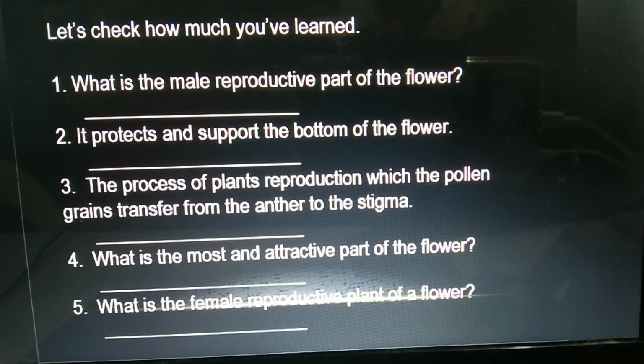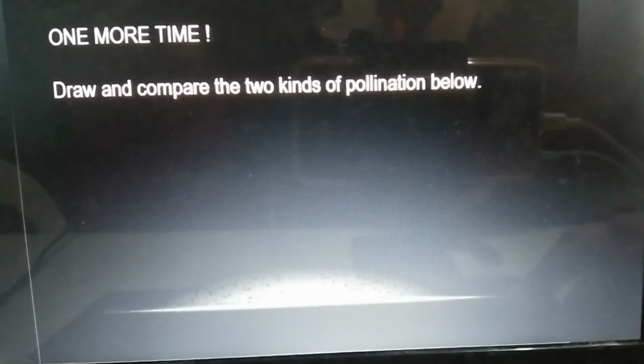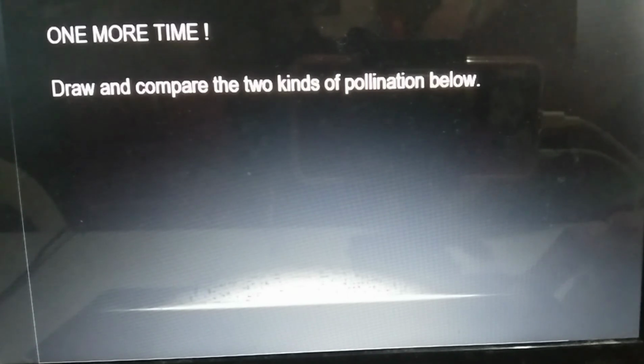First question, what is the male reproductive part of the flower? Number 2, it protects and supports the bottom of the flower. Number 3, the process of plant reproduction in which the pollen grains transfer from the anther to the stigma. Number 4, what is the most attractive part of the flower? And number 5, what is the female reproductive part of a flower? For the last time, draw and compare the kinds of pollination below. The self and the cross-pollination.